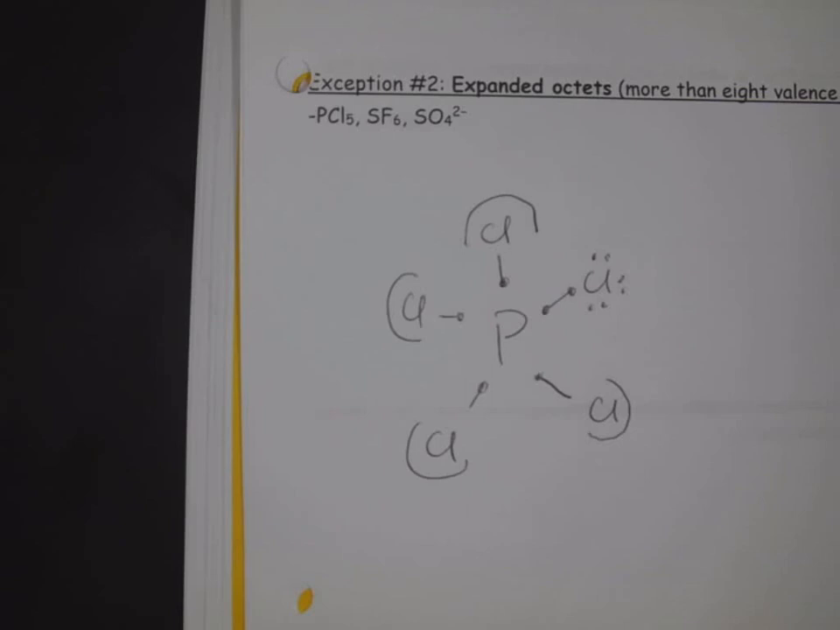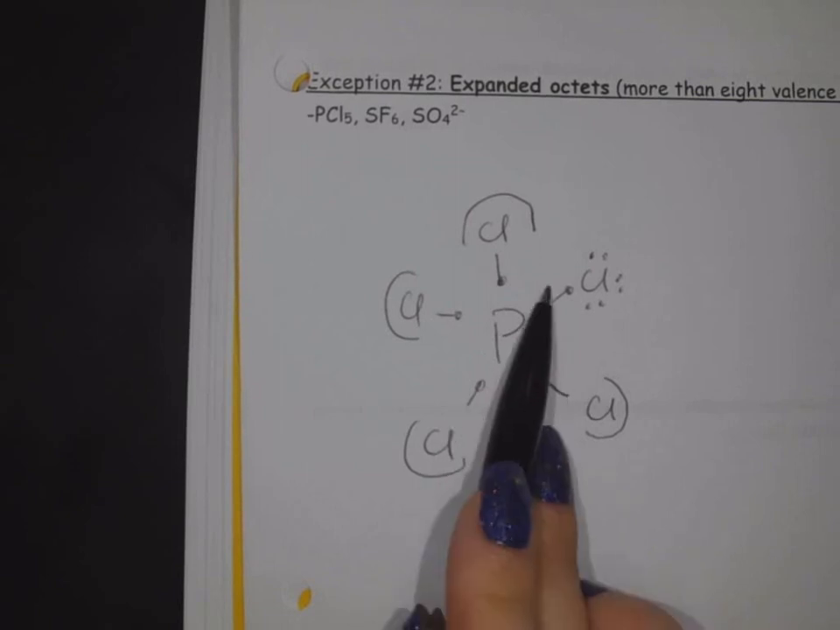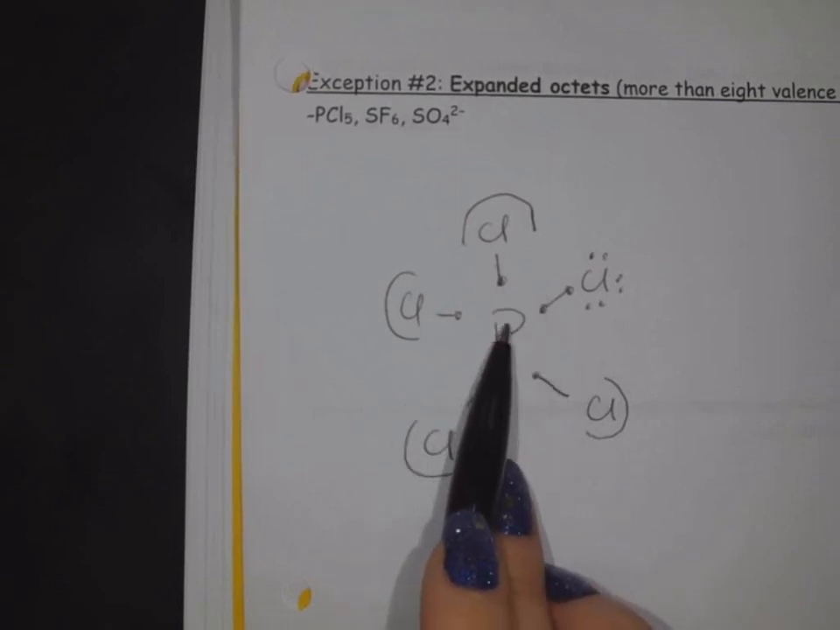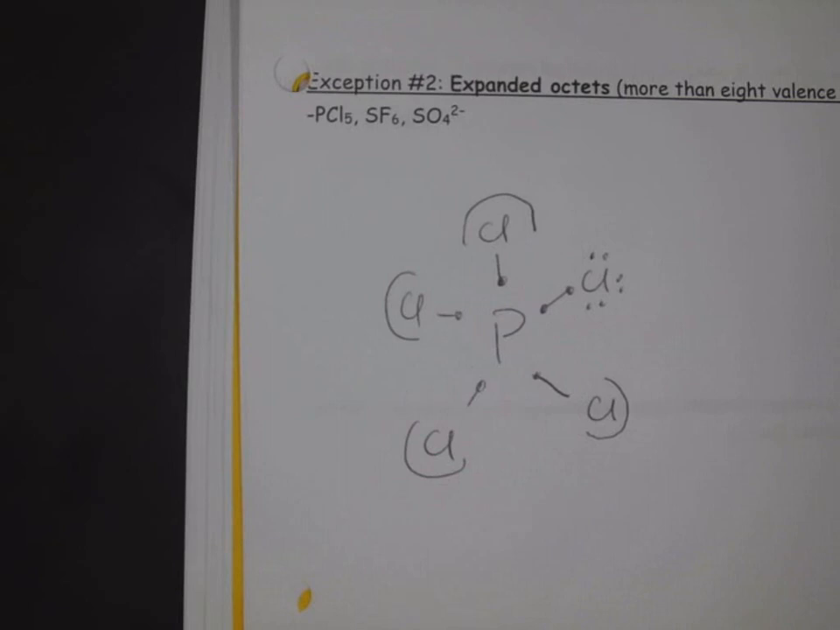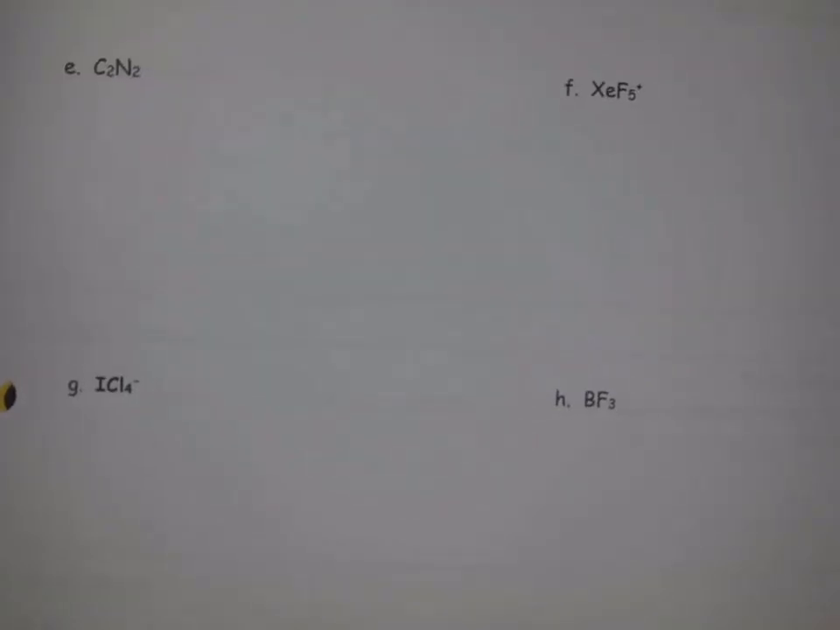Everything has its octet on the outside, and yes, phosphorus does have more than an octet. It feels like it has 2, 4, 6, 8, 10, but it did have the 5 available to share, and that does seem to be what occurs in nature. So let me show you a tricky one. We're going to go on the next page.